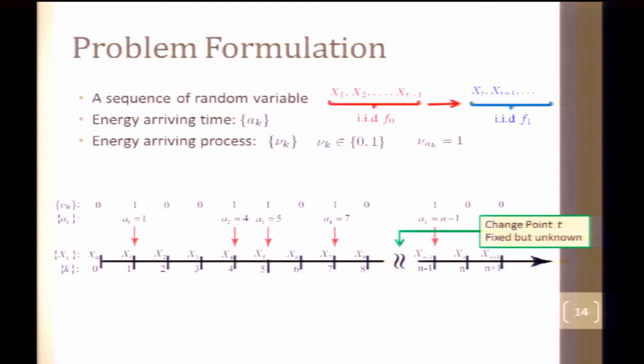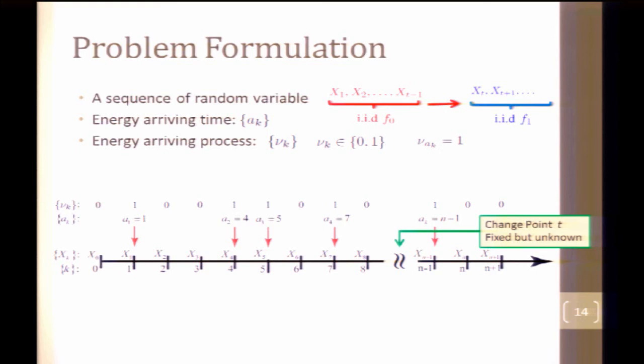this energy arriving process. If mu of k equals 0, it means that I don't have energy coming at this particular time. If it's 1, it means that at this particular time I have 1 unit of energy coming. So mu of k simply means whether I have energy come or not. Then A_k is the time instance in which the energy comes. A1 equals 1 means that at time instance 1, I have 1 unit of energy. A2 equals 4 means that at time instance 4, I have energy coming, and A3, A5, and so forth.